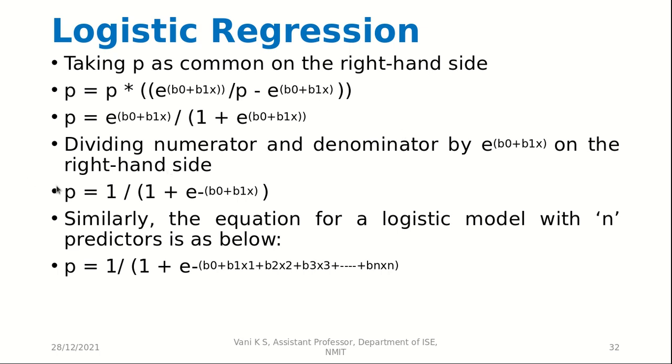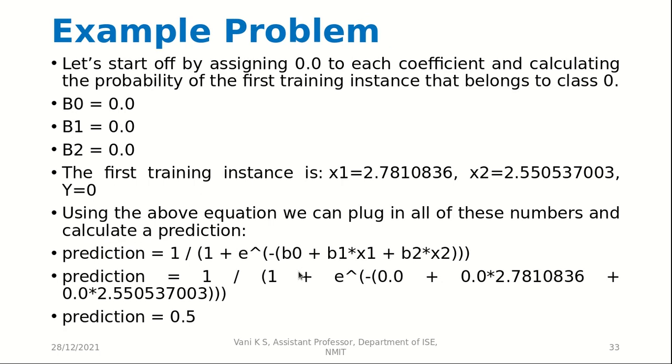Then similarly, the equation for a logistic model with n predictors can be given like this. However many predictors there are, we can just keep on increasing those terms in the equation. Now we can do one example problem on the same.